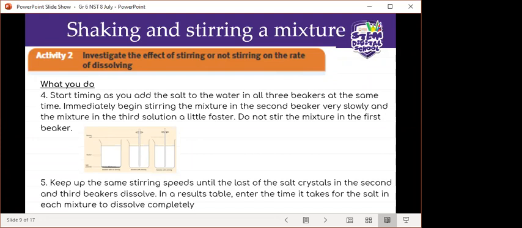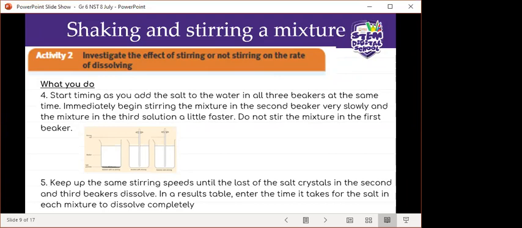Then we immediately begin stirring the mixture in the second beaker very slowly, and the mixture in the third beaker a little faster. We do not stir the mixture in the first beaker. So this particular beaker here would not be stirred. In the second beaker, there is stirring, but you stir slowly. And in the third beaker, you stir fast, so you increase your pace of stirring.